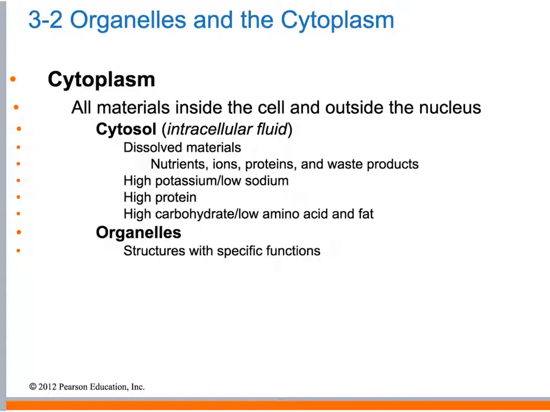It has dissolved nutrients or dissolved materials in it. For example, nutrients, ions, protein, and waste products. It's very high in potassium and low in sodium. It's high in protein. It's also high in carbohydrate. However, it's low in amino acids and fat. And then the organelles are structures with specific functions, and they are within the cytoplasm, but outside the nucleus.